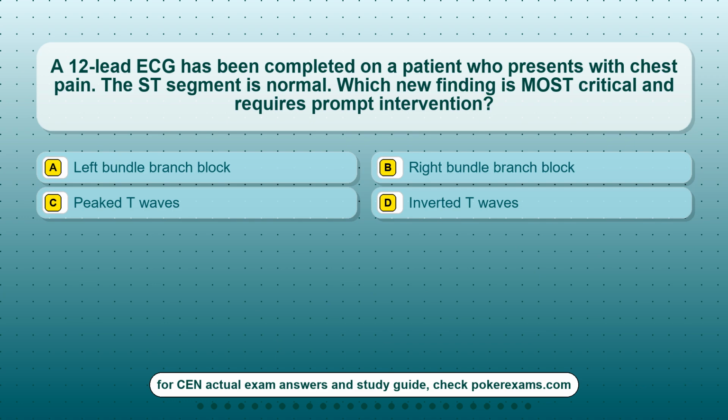Question 13. A 12-lead ECG has been completed on a patient who presents with chest pain. The ST segment is normal. Which new finding is most critical and requires prompt intervention? Option A, left bundle branch block. Option B, right bundle branch block. Option C, peaked T waves. Option D, inverted T waves.